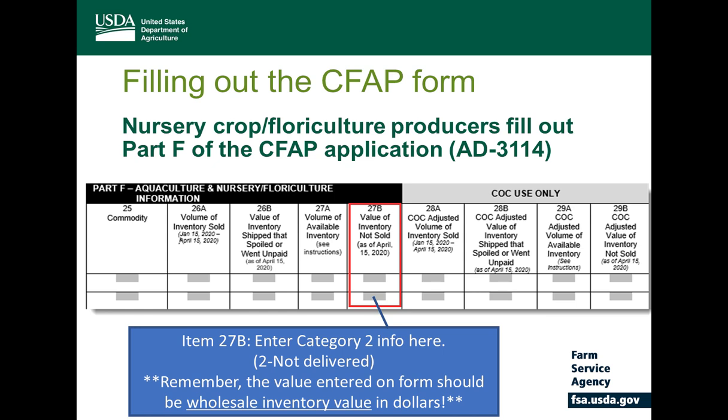27B is intercategory 2 info here. This is for when it's not delivered. Remember, the value entered on the form should be wholesale inventory value in dollars.